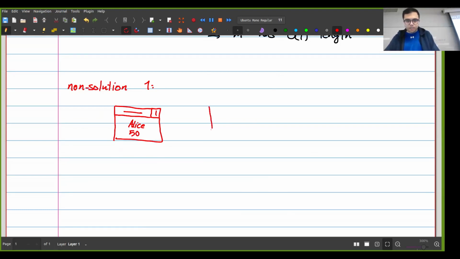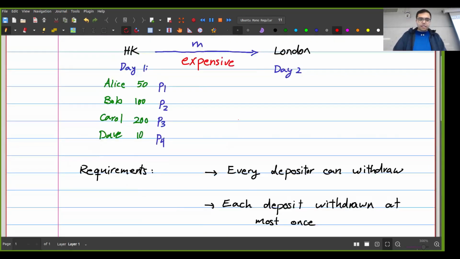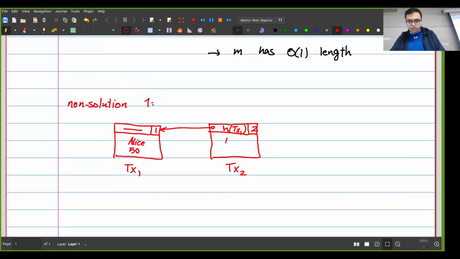Then I create another transaction. So this was transaction one. This is my transaction two. It has a serial number 2. It should also have a pointer to the previous transaction, so it will have a pointer to this transaction. Basically the way that works is that I have a hash of the previous transaction. So the pointer is just a hash of transaction 1. And then in transaction 2, I'm saying that Bob paid 100. So I would just write Bob 100.